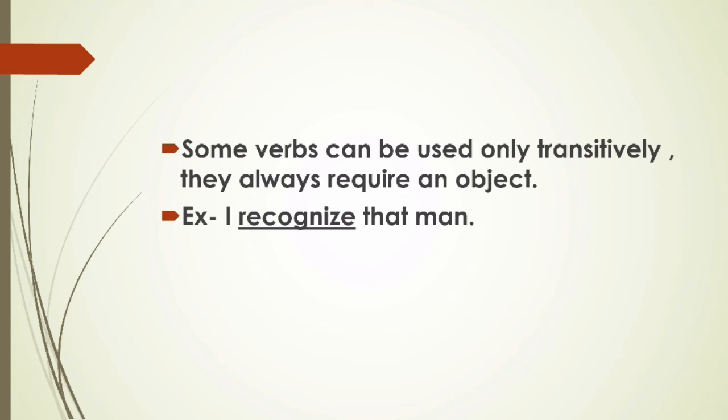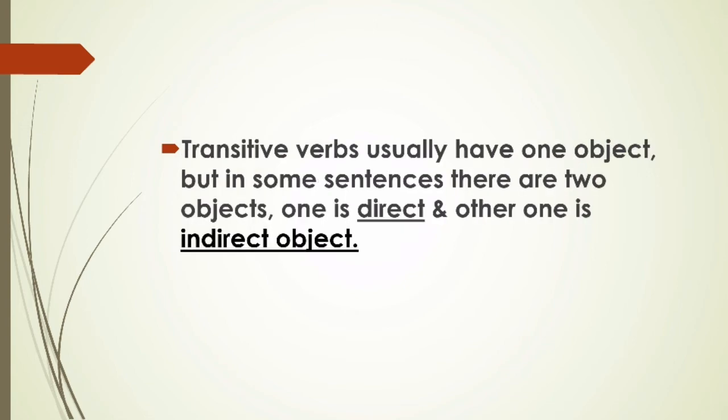Right. Now we are going to discuss objects. So basically, students, there is one object in a sentence, but sometimes there are two objects also. If a transitive verb is there and we are having two objects, then one will be the direct object and the other one will be the indirect object. Transitive verbs usually have one object, but in some sentences there are two objects also, right?